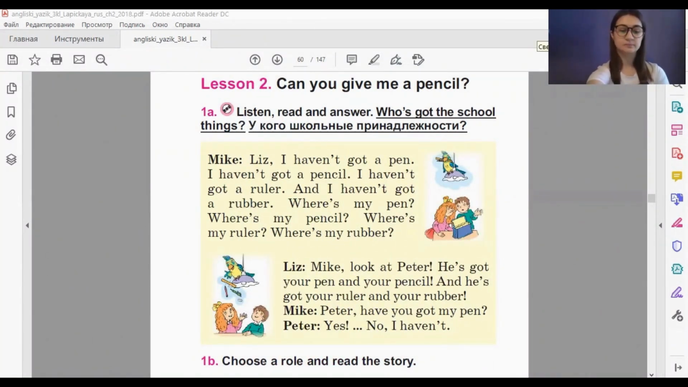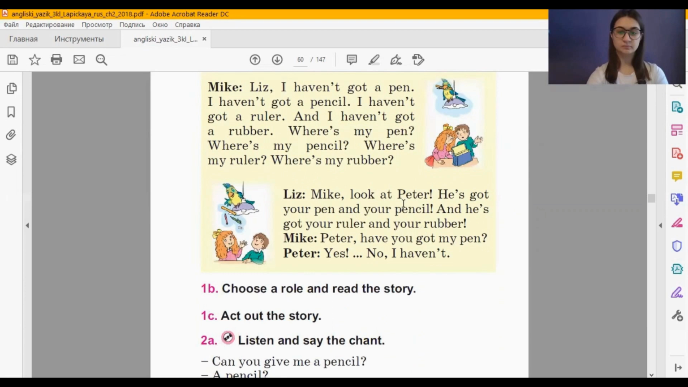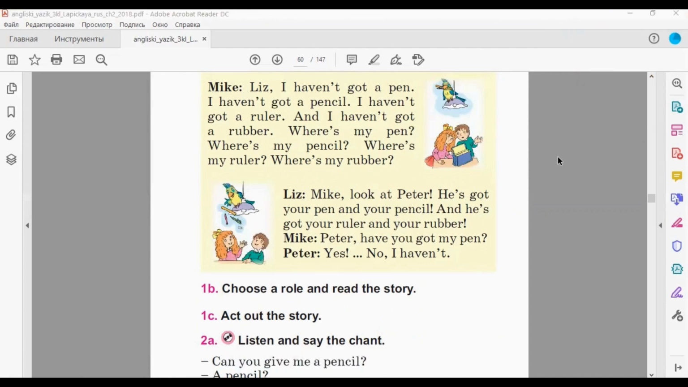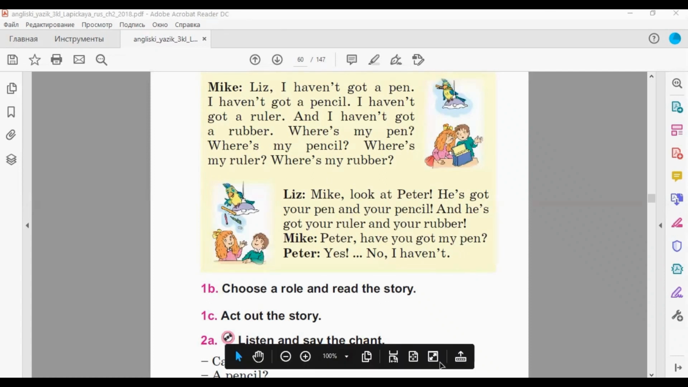Unit 7, Lesson 2, Exercise 1E. What are you going to do? Make lots of toys? You guys just need to hit the playground. Liz, I haven't got a pen. I haven't got a pencil. I haven't got a ruler. And I haven't got a rubber. Where's my pen? Where's my pencil? Where's my ruler? Where's my rubber? Mike, look at Peter. He's got your pen and your pencil. And he's got your ruler and your rubber. Who has got the school things?